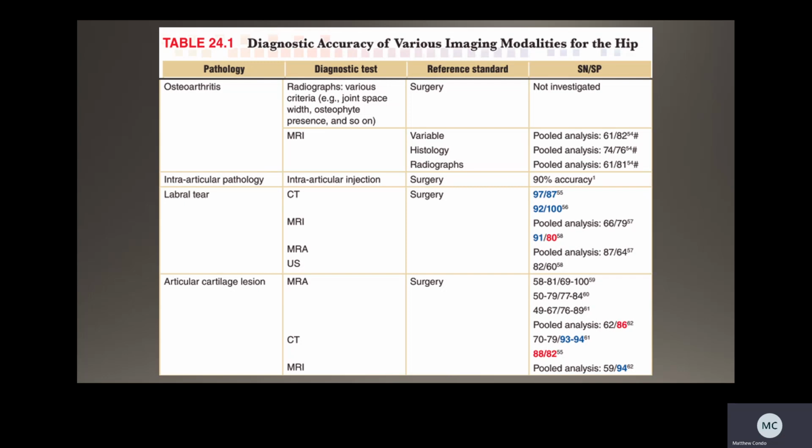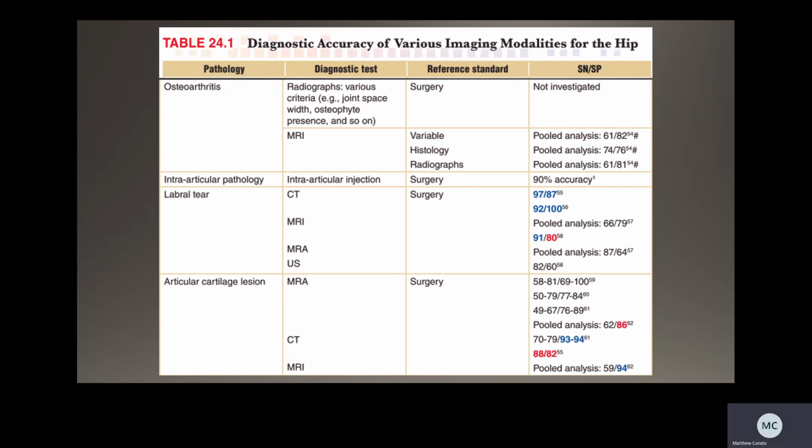So straight out of Reiman's textbook, what we see here is diagnostic accuracy of various imaging modalities, right? So big things to look out for here. Labral tears, we're not going to go x-ray. In fact, we're going to go CT, MRI, MRA, especially MRA, just like we saw in the shoulder. Those are pretty specific, pretty sensitive, right? Those are pretty good tests.